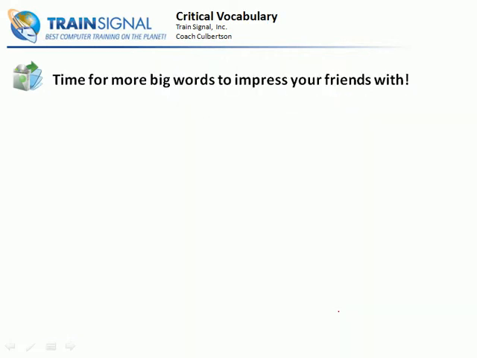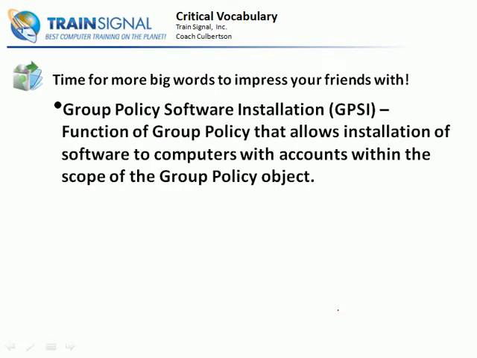Let's go ahead and talk a little bit about the big words that we covered in this particular video. First of all, group policy software installation. Sometimes, by the way, you might hear someone call this GPSI. So remember, it's just a function of group policy that allows you to install software to computers with accounts within the scope of the group policy object. Now, what do we mean by within the scope? Well, we're talking about what user or computer accounts are affected by the group policy depending upon where it's linked. Now, we linked our group policy object at the NY computers level, and it just filtered down through inheritance to all of our other machines in our network.